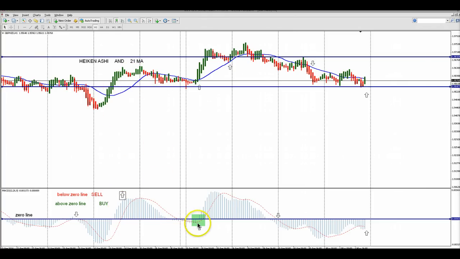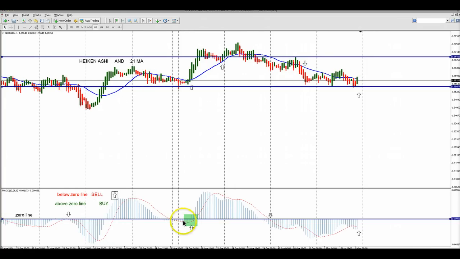And then when price is below here, it would have been a very difficult trade because the histogram did dip below the zero line, but then recovered and turned around north. And these candles essentially are fake, false breaks to the downside.